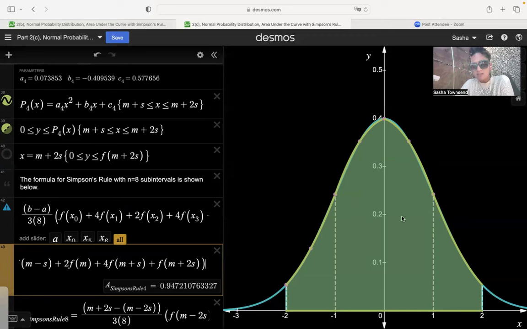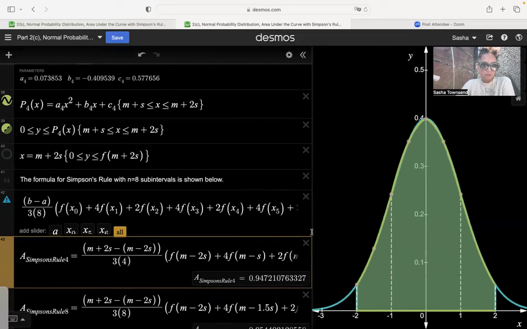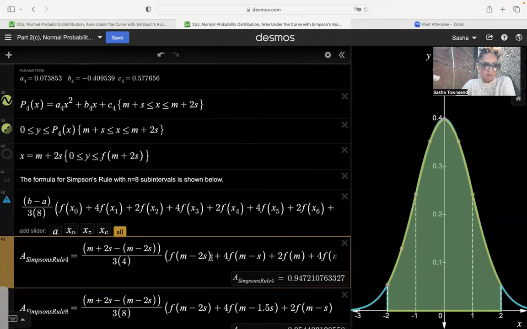So this is the area under the curve with 8 subintervals rather than 4. I used 3 points here, 3 points here, 3 points here, and 3 points here. And so the function value at -1, 0, and 1 was counted twice. So when we use Simpson's rule, those are the ones that are doubled.